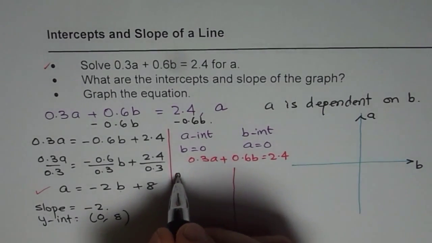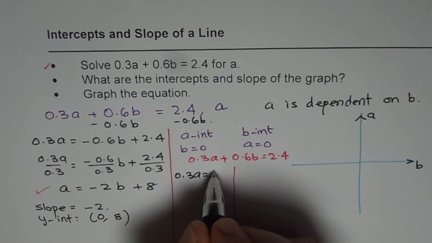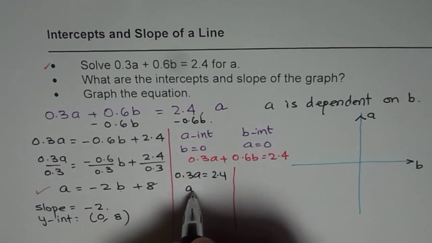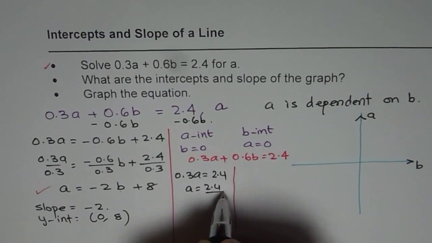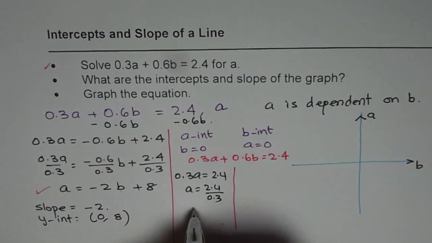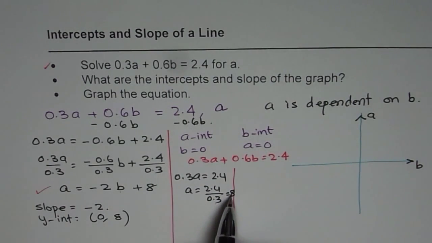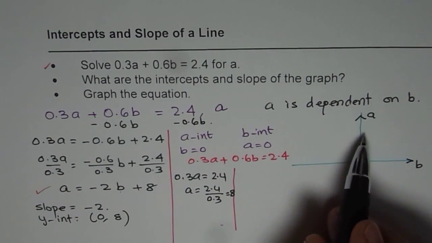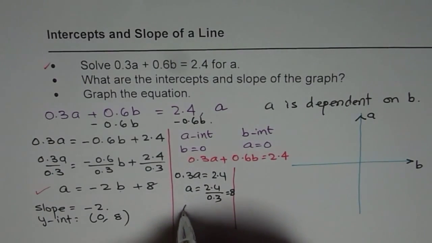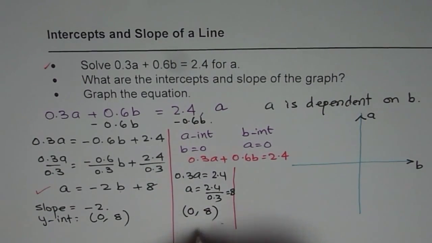So I get 0.3a equals 2.4, or a equals 2.4 divided by 0.3. So that means it is equal to 8. Perfect. So that is the value of the a-intercept. A is treated as y. So I'll write this as (0, 8).